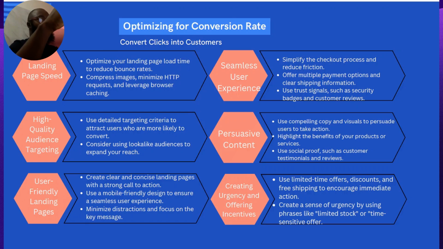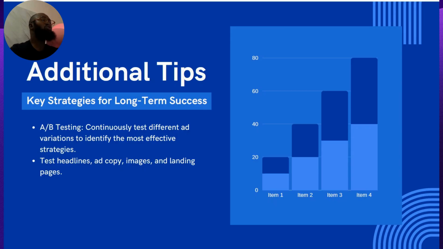And the final one is to create urgency and offers. I have seen in the past that when my clients introduce urgency, it works well. When you introduce urgency, like maybe a limited bonus that's going to be ending in a certain period, you see people rushing to make payment and buying. So you need to use limited time offers and discounts, maybe free shipping, to encourage immediate action. You also need to create a sense of urgency with phrases like limited stock and time sensitive offer to make sure that you improve your conversion. So those are the ways that you can optimize your ad.